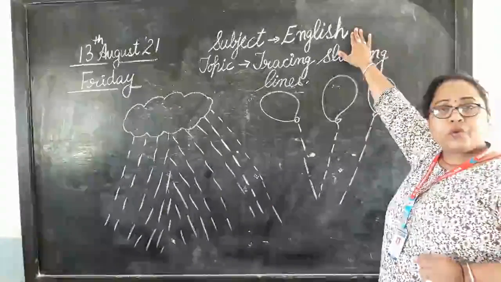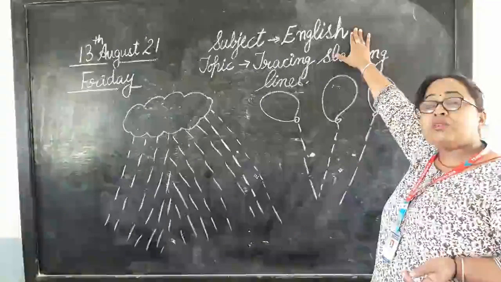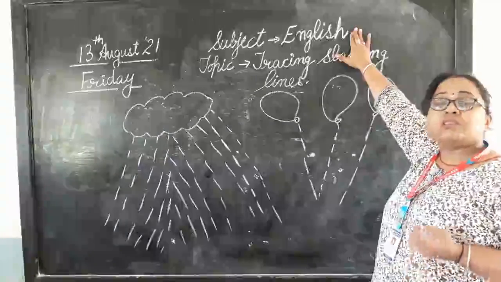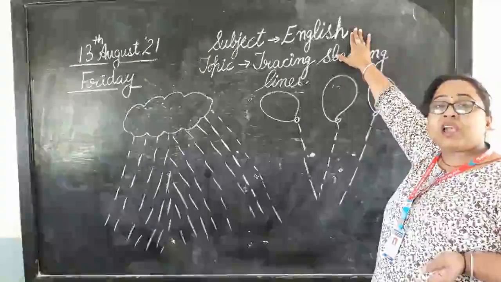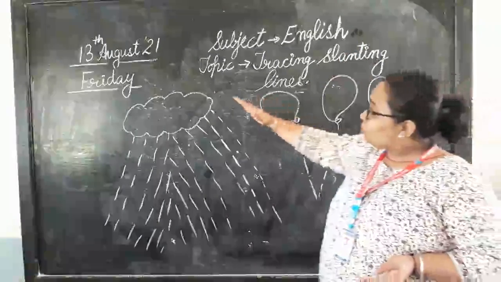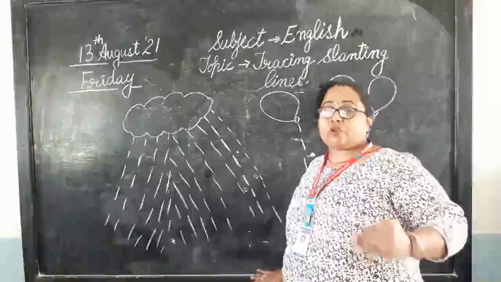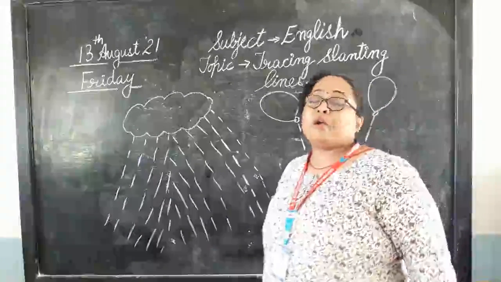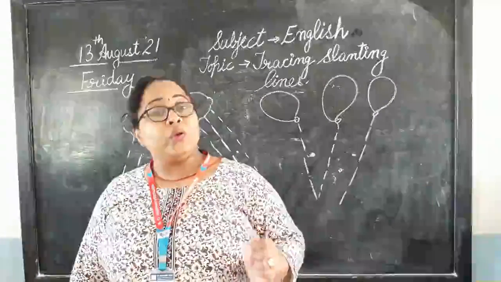word. And you remember yesterday we have learned about slanting lines. So what are slanting lines? Yes, it's a pattern of lines in which we draw lines in the slant way. थोड़ा सा तिरछा draw करते हैं. So today we are going to practice the same work in our notebooks.